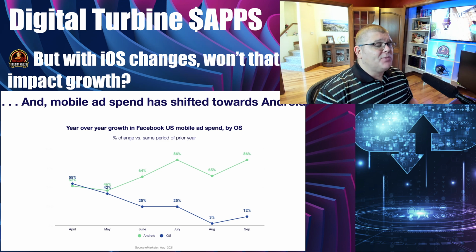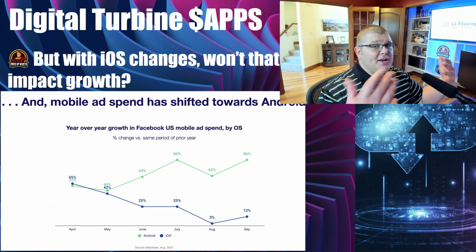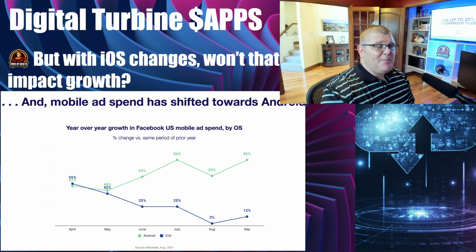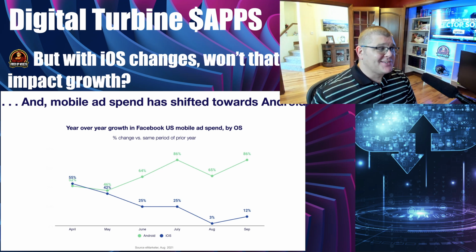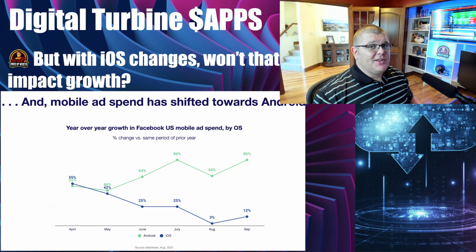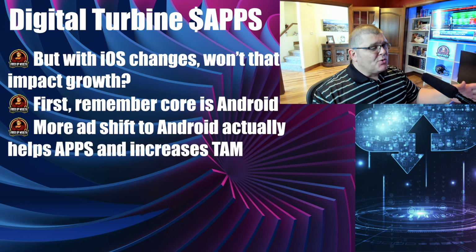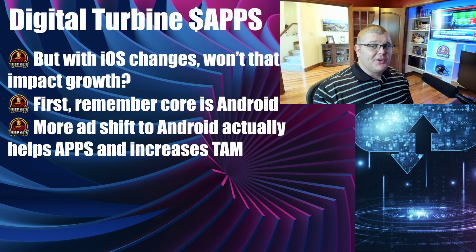And it's part of the reason why Meta Platforms or Facebook stock is down as well. I mean, they're spending tons of money on the metaverse, but they also have a deceleration, especially with the Apple devices. And certain companies are hit worse than others with iOS. I would be in the camp to argue that Digital Turbine could actually benefit from the Apple changes. So there's more ad shift to Android, and this actually helps apps and increases their TAM, or their total addressable market.